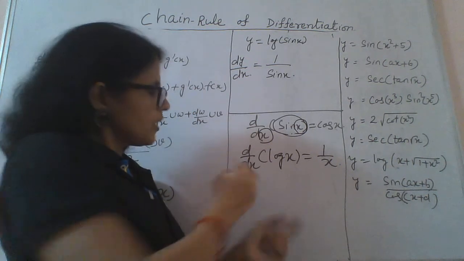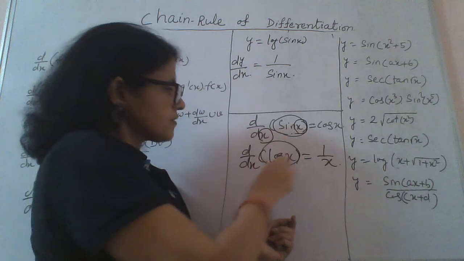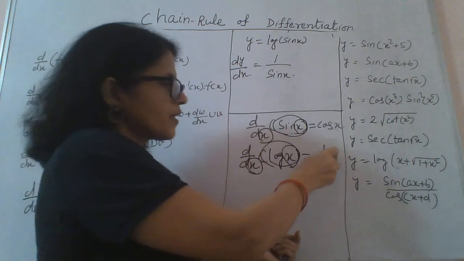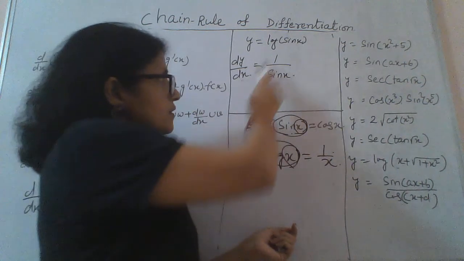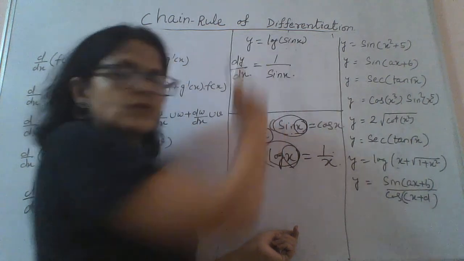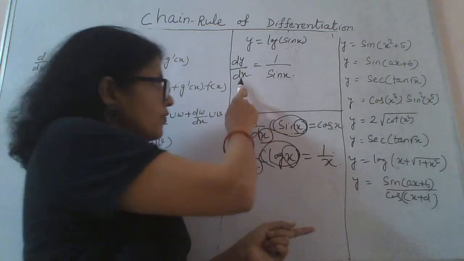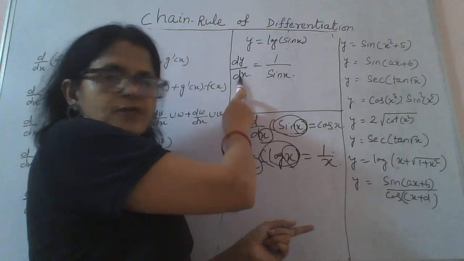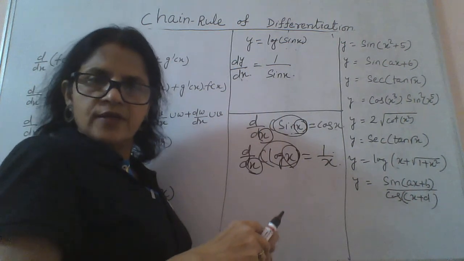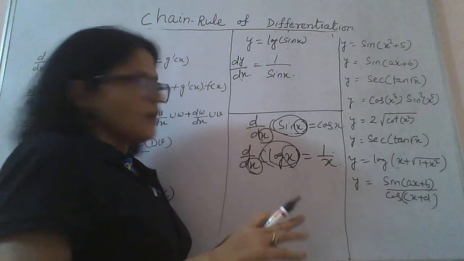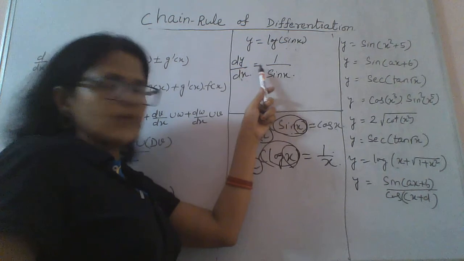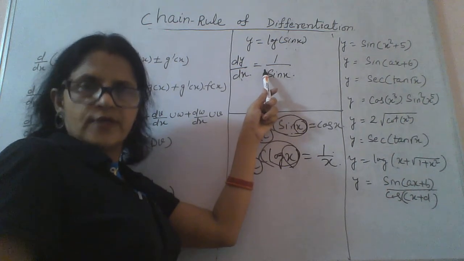Because you really have to observe, this log x, a function of x, differentiating with respect to x, we are getting 1 by x. But here you see log sin x, differentiation with respect to sin x is not happening. We are differentiating with respect to x. So this is the problem for which we need to study chain rule. Without studying chain rule, we cannot answer it correctly.